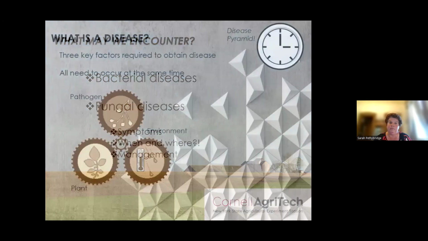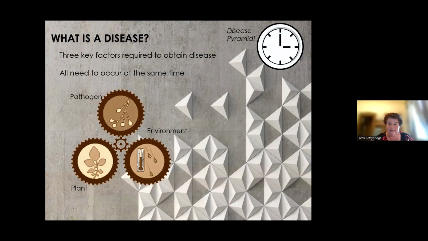Just as a reminder, what is a disease? Well, it's not just the presence of our pathogen, our bacteria or our fungi. We need three factors to occur all at the same time to get disease in our fields. We need the pathogen, we need the plant, of course, our dry bean plants, and we need susceptible, conducive environmental conditions. The most conducive environmental conditions are going to differ depending upon the disease that we deal with, and we'll review some of those conditions more in a moment.